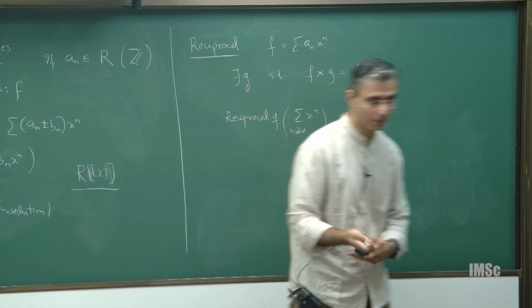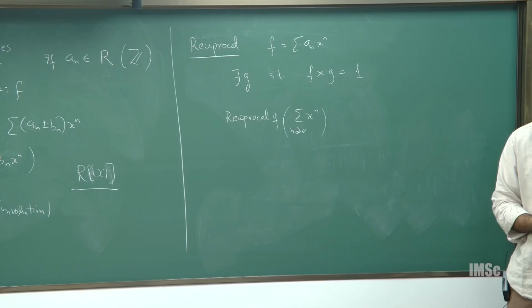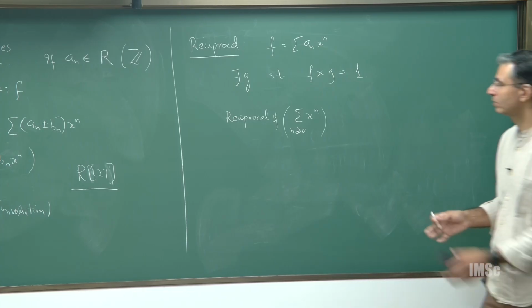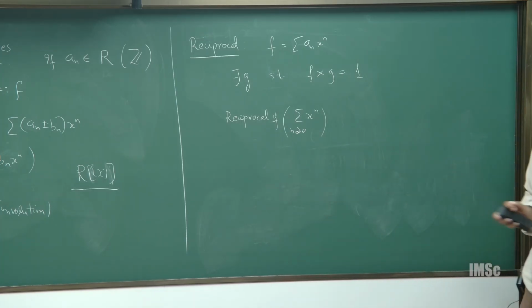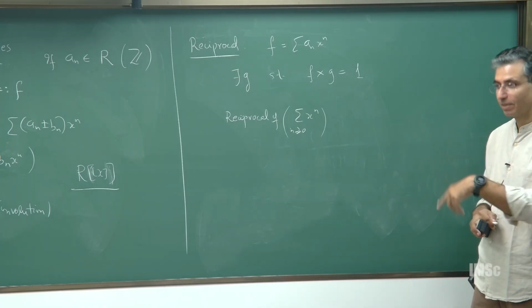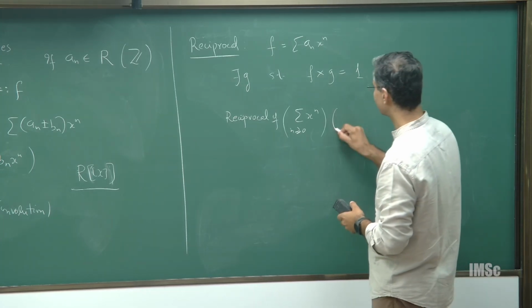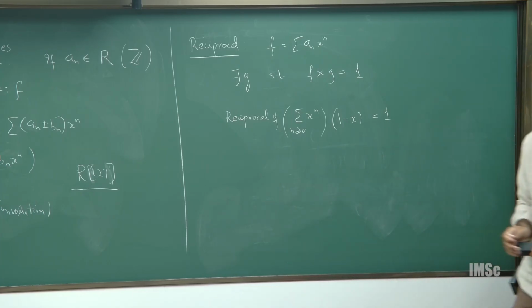What series do you multiply with this to get 1? So what series will I multiply with this to get 1? X just disappears. Right. What is this series? 1 by 1 minus x. What does that mean? That is what we said, right? 1 minus x is the inverse of this. That is what it means to say that this is 1 by 1 minus x.